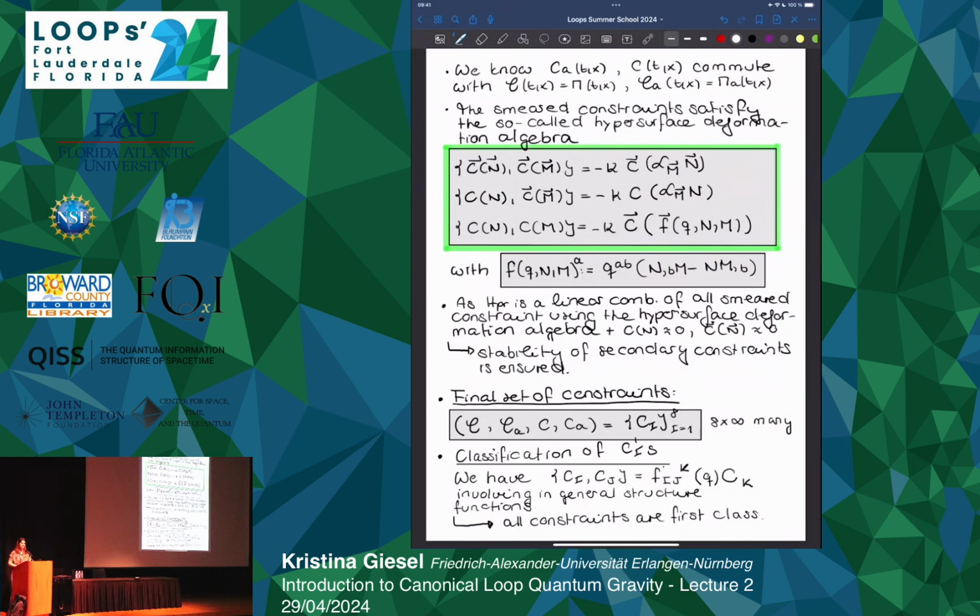Now we do the classification, and we see that all of these 8 constraints are first class because the momenta commute with each other and with any other thing, so they are even strongly vanishing. And due to this hypersurface deformation algebra, we also have the situation that any of the secondary constraints can be written as some combination of them if we allow structure functions here on the right-hand side. And this means all constraints which are occurring in the setup of Hamiltonian general relativity are first class.